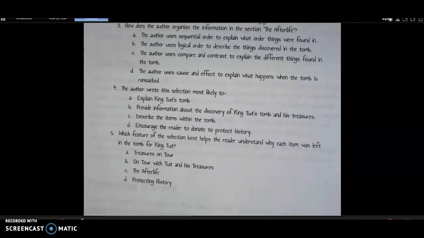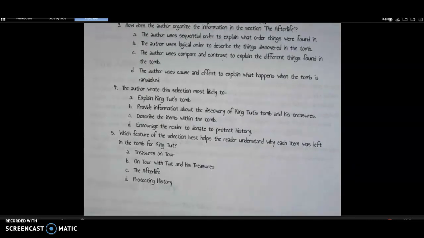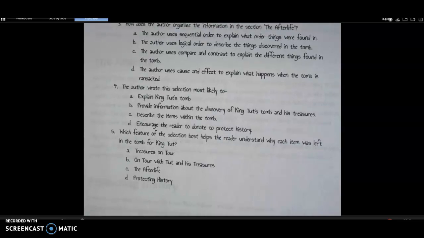4. The author wrote this section most likely to A. Explain King Tut's tomb. B. Provide information about the discovery of King Tut's tomb and his treasures. C. Describe the events within the tomb. Or D. Explain the reader to donate to protect history.